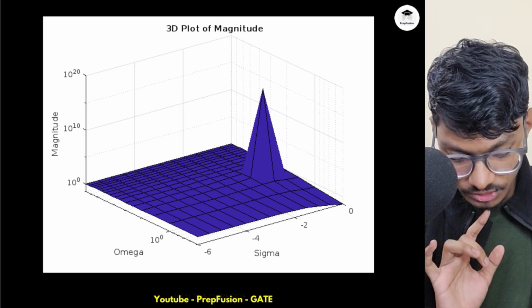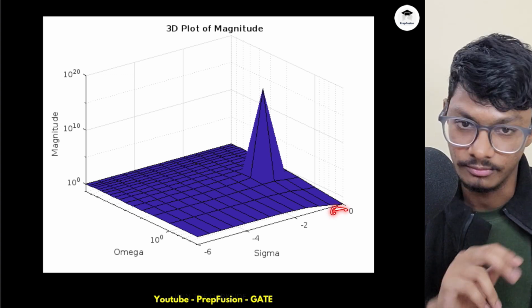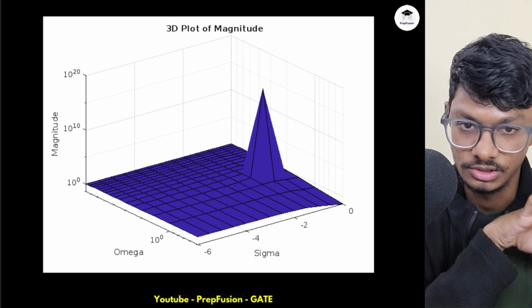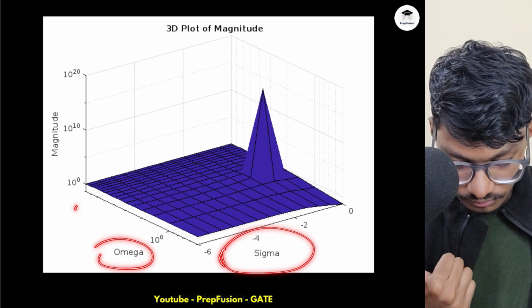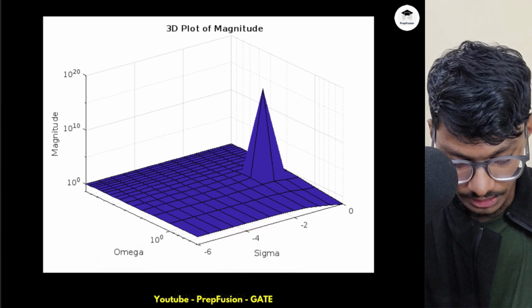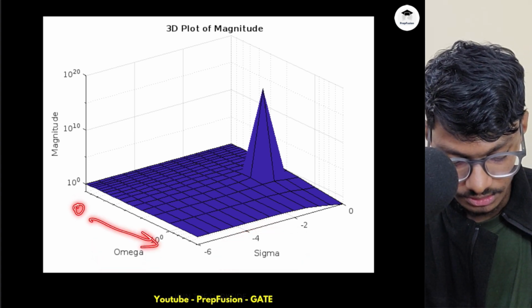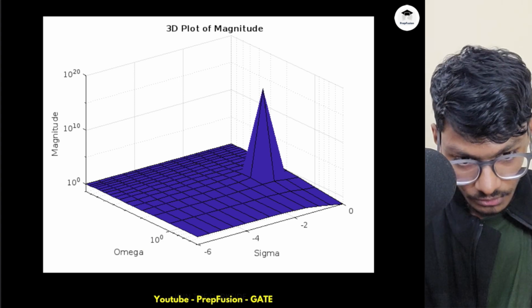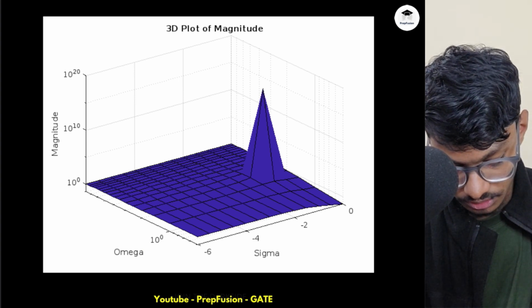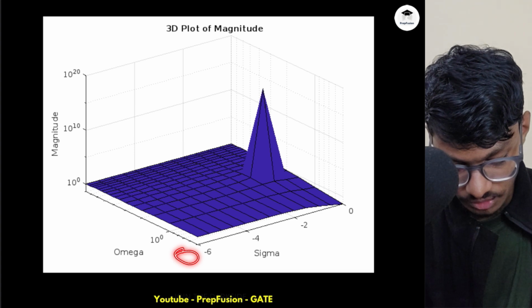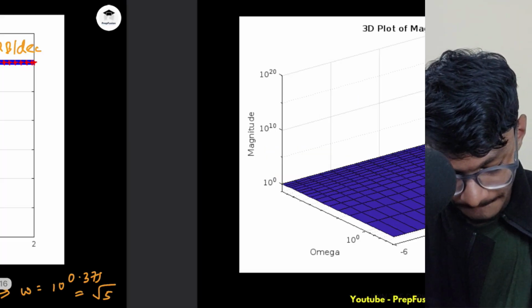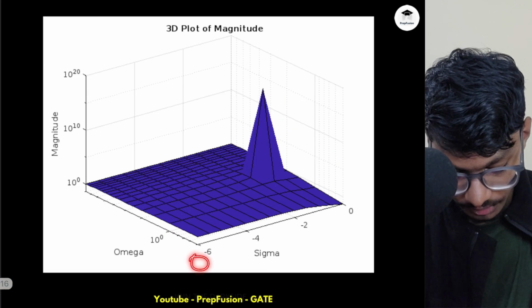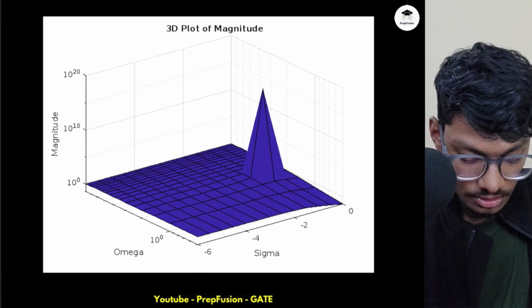Okay, here you see that my sigma is going from positive, like 0, to negative values of sigma, and omega is 0 here, and it is increasing in this region.